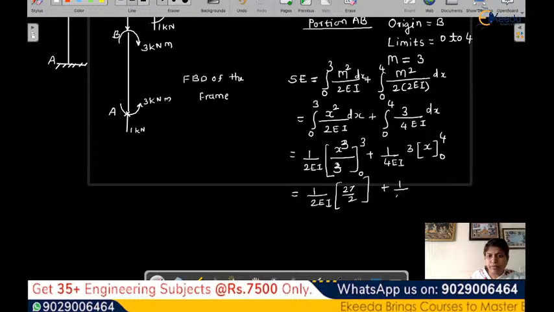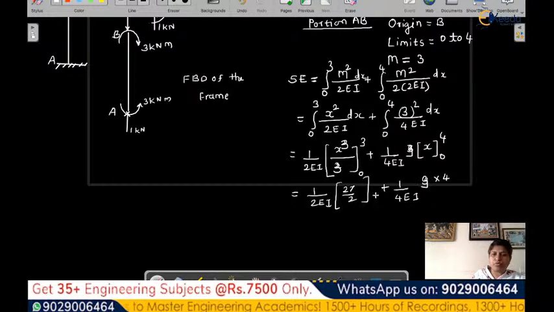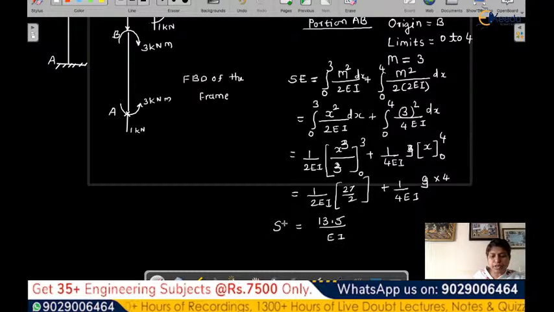And this will be 1 by 4EI, 9 into 4. So again this is also 3 square, so this will become 9. So 9 into 4. When we solve this, we should arrive at the answer 13.5 by EI. So that is our strain energy.